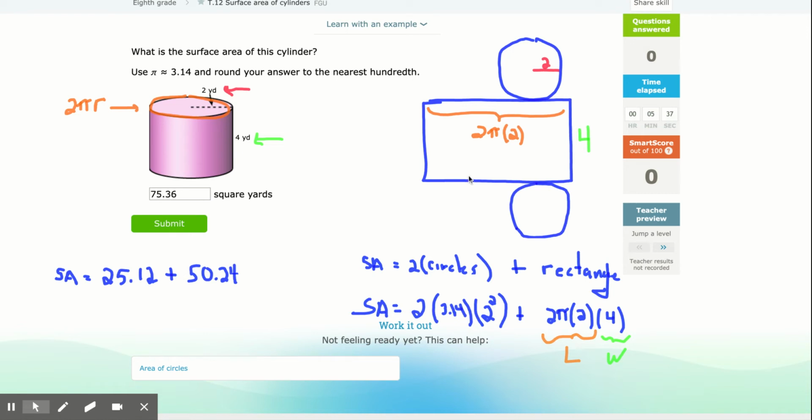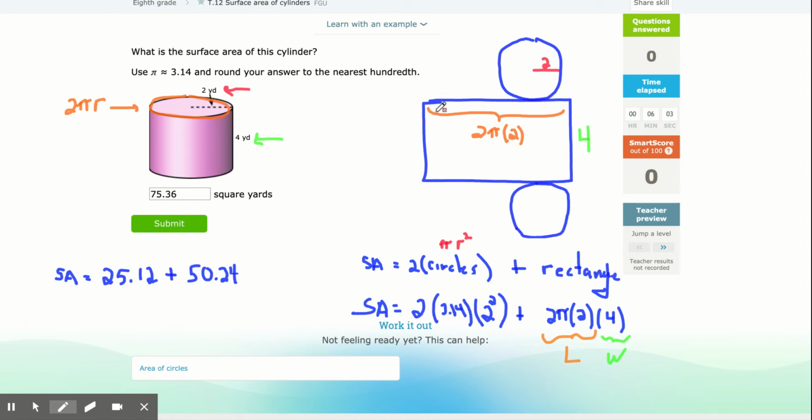So I want to emphasize that we have two circles that we've got to find the area of, and a rectangle. Now, the circles are easy. The area of a circle is pi r squared. So that's what this is here. I should write that in here: pi r squared. So there's the pi, there's the radius squared. And I have 2 of those circles. That's what the 2 out here is for.